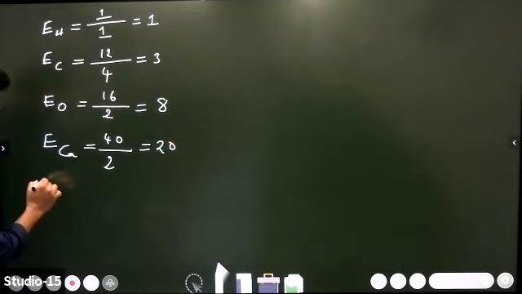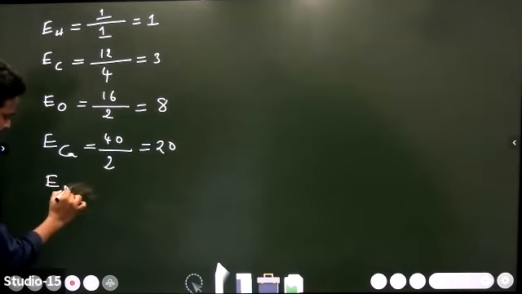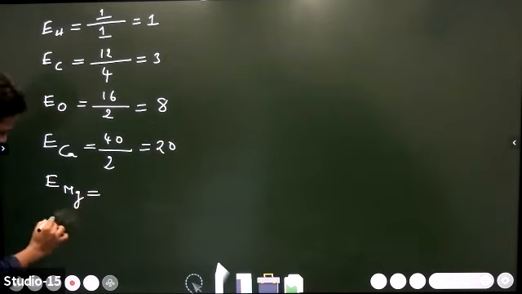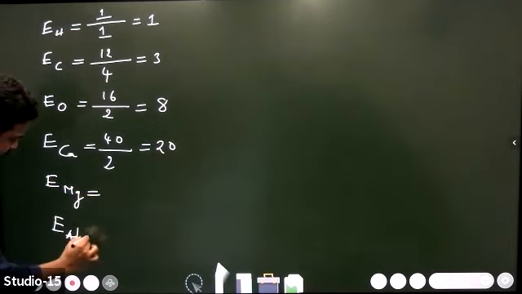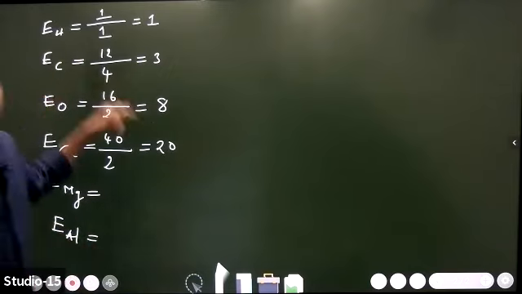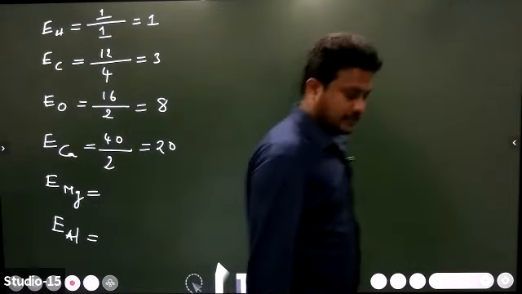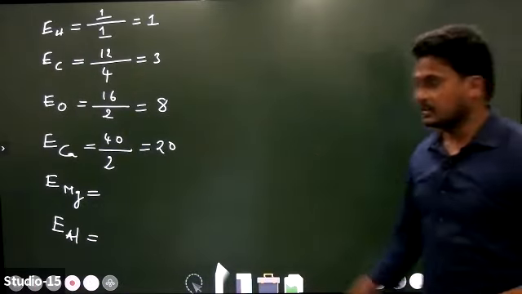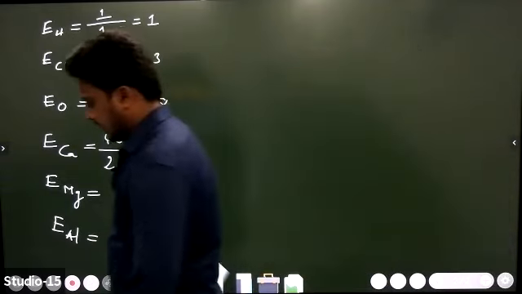Next one, calculate the equivalent weight of magnesium. Tell me the equivalent weight of aluminum also. These are most important ones. They are most useful in calculations of equivalent weights and Faraday's laws of electrolysis, first law and second law.